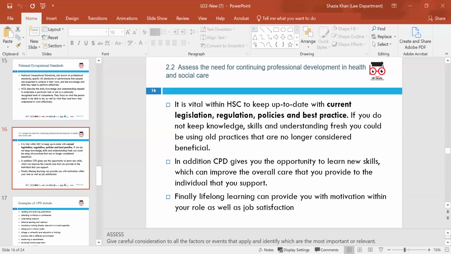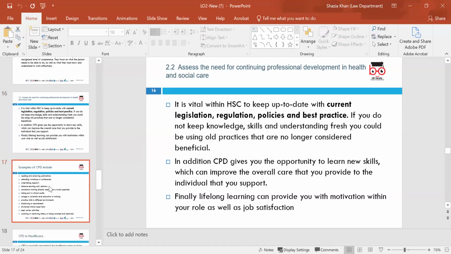We have to follow professional bodies because CPD makes us stay up to date and provide effective and safe care. So we need to make sure that we can provide this lifelong learning all the time, enhancing our professional and personal growth and making sure we are meeting the needs of the service users.